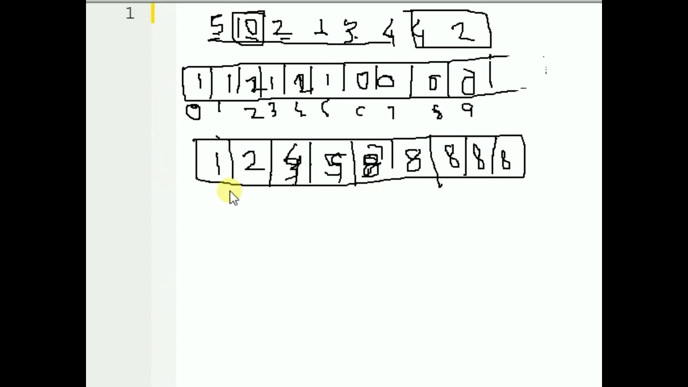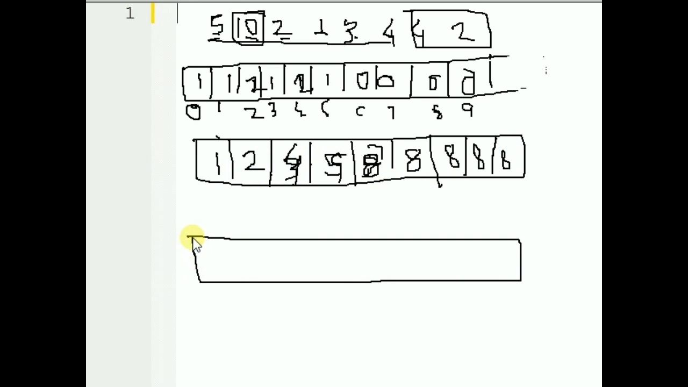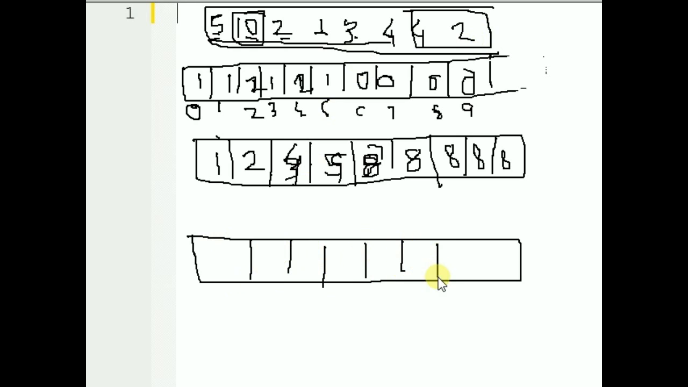This is done here. Now what we have to do next is find the correct position of these elements. The initial array is, suppose, 5 10 2 1 3 4 4 2. So 1 2 3 4 5 6 7 8. There are 8 elements here.